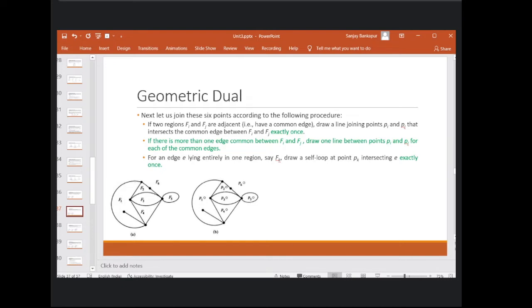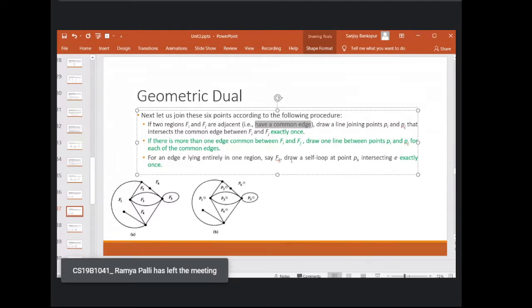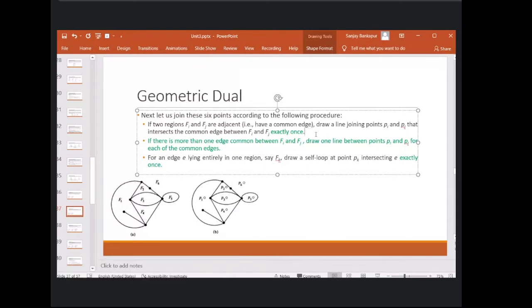Any doubts with respect to the word adjacent? See, I have written that adjacent means having a common edge. Only one edge should be common. However, F2 and F3 are adjacent? No, they are not. F2 and F4 don't have a common edge. They do, right? Yeah. Okay, coming to the first step: if two regions Fi and Fj are adjacent, draw a line joining points Pi and Pj such that it intersects the common edge between Fi and Fj exactly once.